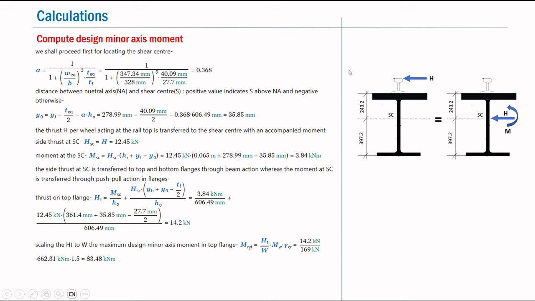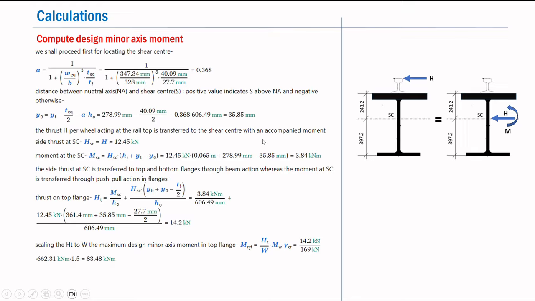And remember that for the computation of the design minor axis moment, you need to first of all locate the shear center, marked as SC over here, and this is computed using the parameter alpha, which is provided over here, 0.368. Accordingly, we calculate the location of the shear center as 397.2 measured from the bottom flange. Now how do we proceed? So we know that the total thrust H per wheel is 12.45.